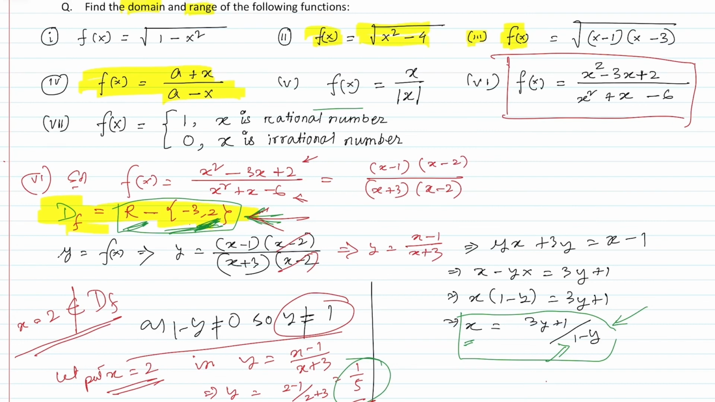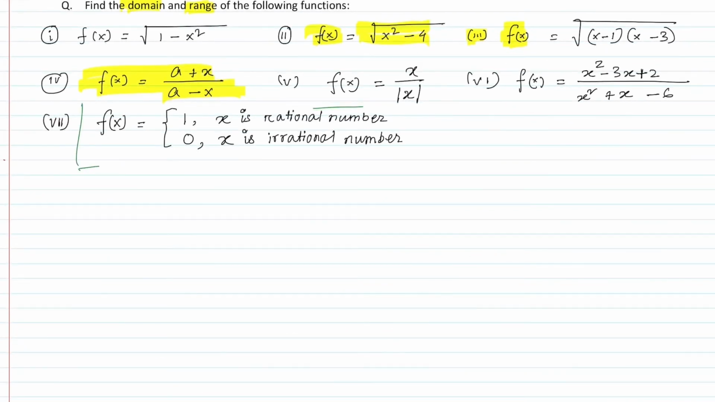So what will be the range of this function? The range of this function must be equal to R minus {1, 1 by 5}. Or you can write a smaller number first, 1 by 5 comma 1. This is the range of this function. So hope you have understood how to find the range and domain of this function. Let's move on to the last function.